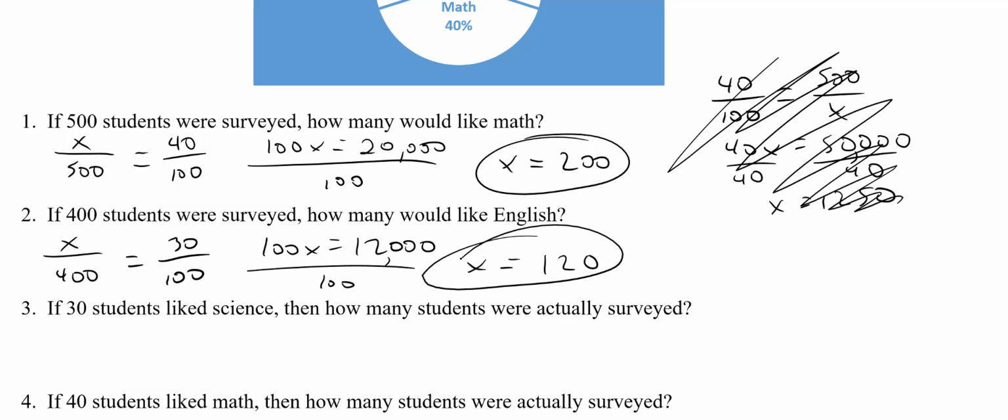Notice the first question says like 500 students were surveyed and 400 students were surveyed. Now look at the question says, if 30 students like science, then how many were actually surveyed? So you're looking for the number that are surveyed now. That's important. Okay, before I told you how many were surveyed, and now I'm saying, hey, how many are surveyed? But I'm telling you that 30 like science.